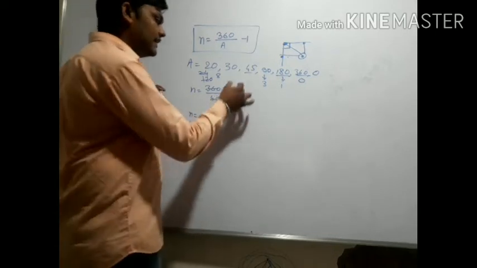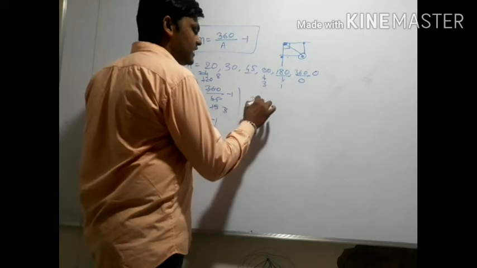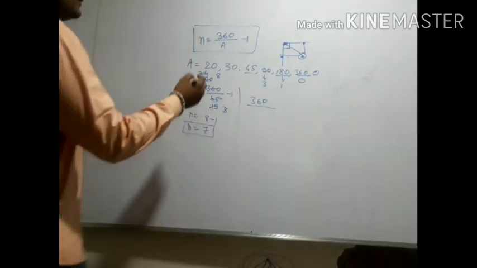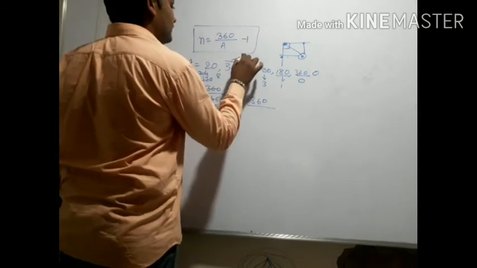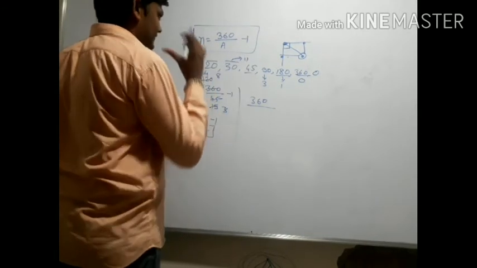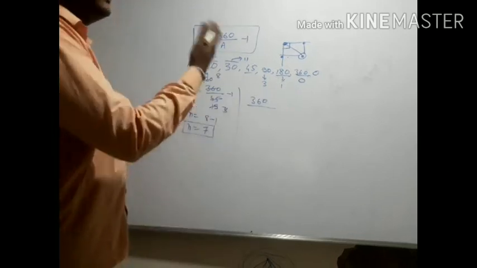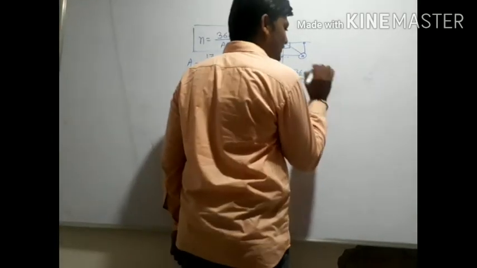Now you will do directly. How? Take 360. Sir, I will do. Okay, you will do. For 30, 11. Okay. For 20, 17. Correct. Okay. And for 0, now you have to calculate for 0.